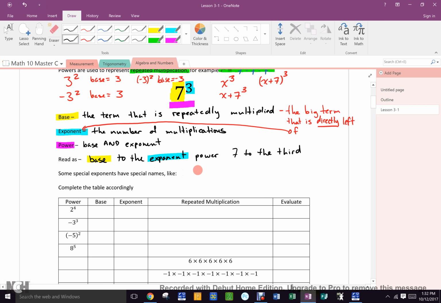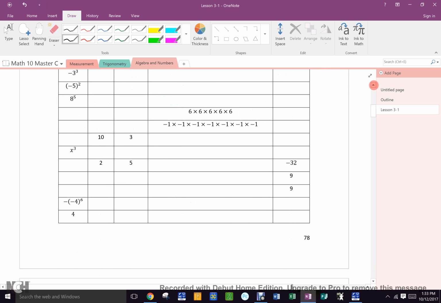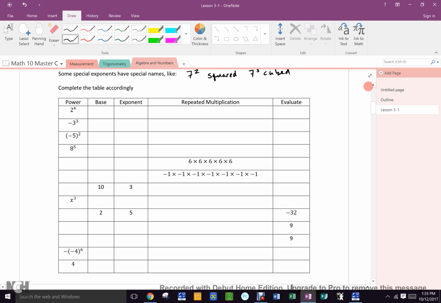7 to the third gets a special name. 2 kinds of exponents get special names. What are they? Cubed and squared. Seven squared. 7 to the third is cubed. Now, I'm going to shut up for a small bit of time while you and possibly your neighbor work to fill in this chart. I'm going to do the first one with you to show you what I want it to look like.